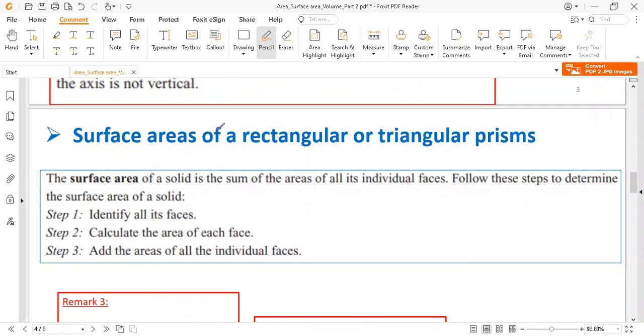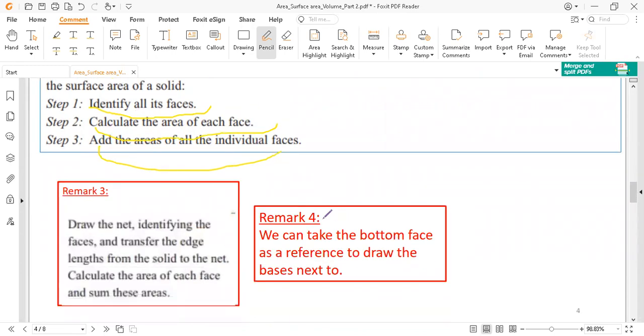So, how to calculate the surface area for a solid? We say surface area and not area, because area is dedicated only for plane shapes, for two-dimensional shapes. But for three-dimensional solids, we use surface area because we want to sum the areas of all faces. First of all, we identify all the faces of the given solid. Then we calculate the area of each face. Then we add these areas to obtain the surface area of the whole solid.